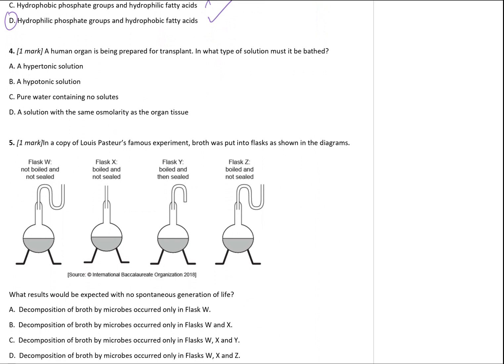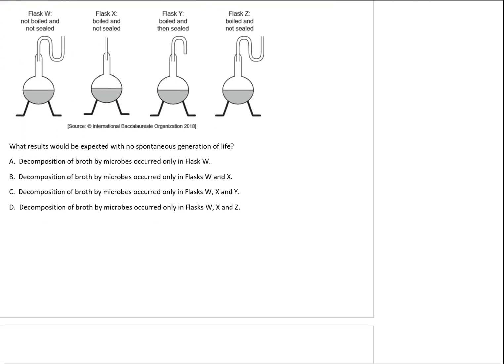Question 4. A human organ is prepared for transplant. In what type of solution must it be bathed? So we don't want any water going into or out of the human cells. So it needs to be an isotonic solution. So not that one, not that one, not that one. A solution of the same osmolarity as the organ tissue. Yes, that means isotonic.